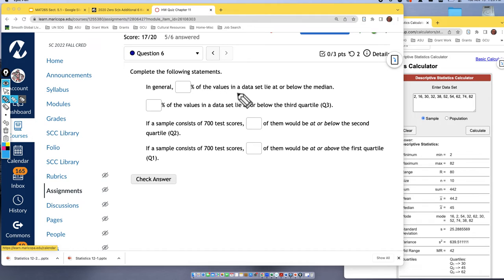In general, blank percent of the values in a data set lie at or below the median. Well, the median's right in the middle, right? So 50% are below. Blank percent of the values in a data set lie at or below the third quartile. So if we're at the third quartile, how much is below? 3/4. 25 times 3 is 75.